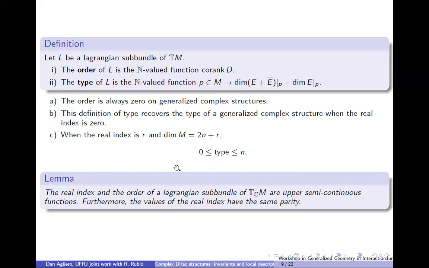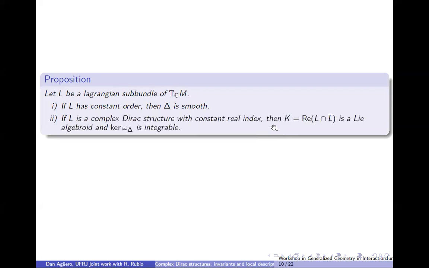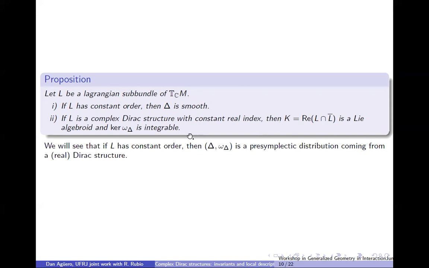Also, the real index and the order are upper semi-continuous functions. And the real index has the same parity. Well, this is well known. Also, the following proposition: if L has constant order, then the delta is smooth. And also, when we have constant real index, that K that I defined previously is a Lie algebroid whose image under the anchor map, the kernel of omega delta, is integrable. We'll see after some slides that this delta, omega delta is actually a presymplectic distribution that glues to obtain a real Dirac structure.